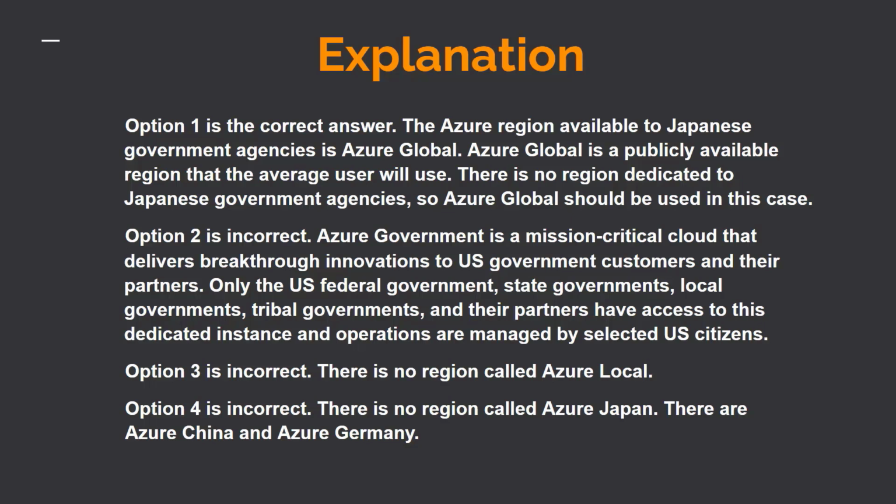Option 2 is incorrect. Azure Government is a mission-critical cloud that delivers breakthrough innovations to U.S. government customers and their partners. Only the U.S. federal government, state governments, local governments, tribal governments, and their partners have access to this dedicated instance, and operations are managed by selected U.S. citizens. Option 3 is incorrect.